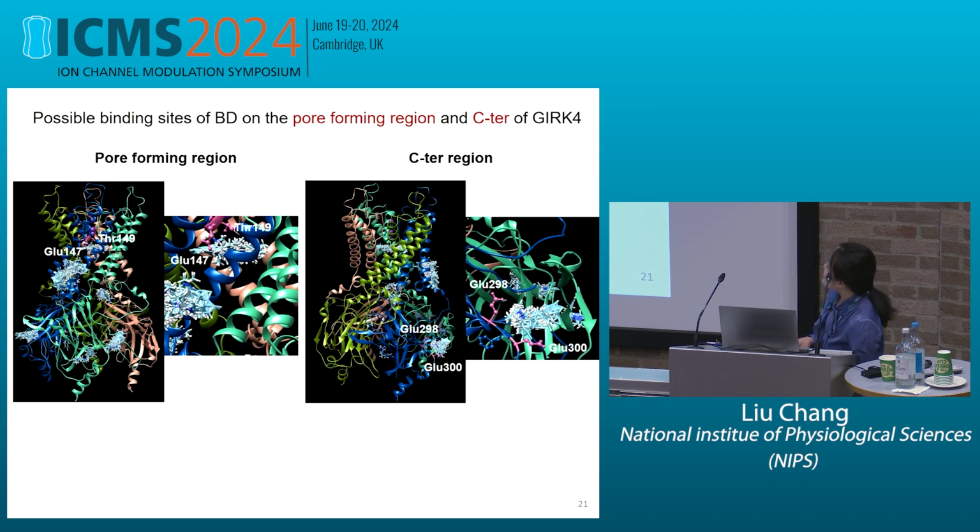Thus, based on the docking results, we are trying to search for some other candidates on the pore forming region and C-term region. Finally, we picked these two amino acids on the pore forming region and these two amino acid residues on the C-term region, because you can see they are close to the BD and, judging from the direction, they have a high chance to interact with BD. And then we did a mutagenesis study on these 4 positions.